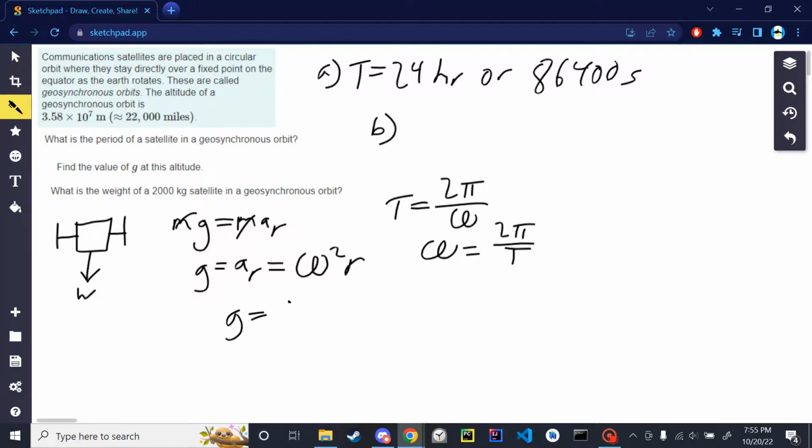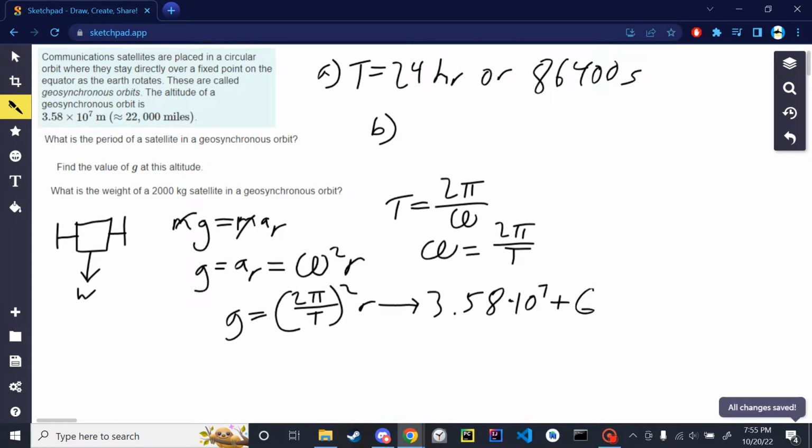So G is equal to 2 pi divided by our period squared times the radius. Now the radius is the altitude, which is given here. But that altitude is from sea level, so we need the radius of the Earth as well. So we're going to add 6.378 times 10 to the 6 meters. So that here is going to be our radius.